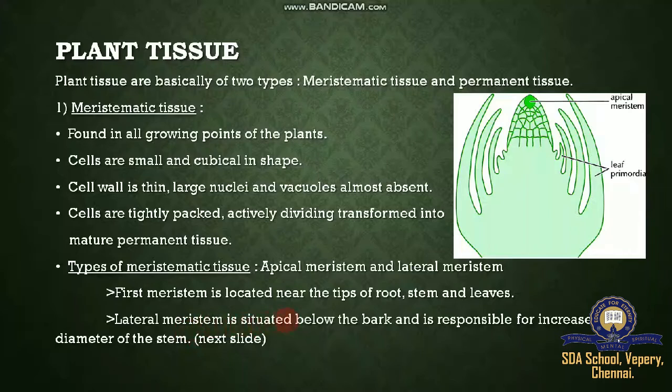Lateral meristem is situated below the bark and is responsible for the increase in diameter of the stem, because its prime duty is increasing the diameter of the stem and other parts. This meristem has some cambial tissue such as procambium, vascular cambium, and cork cambium. So that cambial tissue is responsible for increasing the girth, diameter, and size of the plants. It's called a lateral meristem.